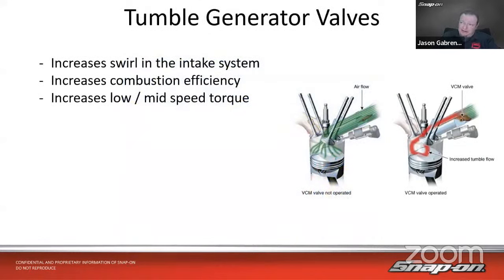Semi-related to that is going to be tumble generator valves, or tumble generation valves, or whatever you might want to call them. What they do is they increase swirl or tumble in the intake system, which in turn helps increase combustion and efficiency, especially at low RPMs off idle. It increases the low and mid-speed torque by doing it this way.